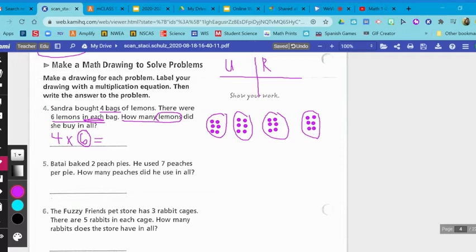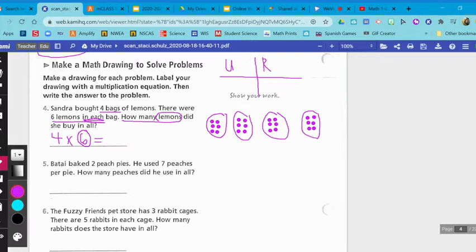Ready? Way number 1. We can count all of these dots. 1, 2, 3, 4, 5, 6, 7, 8, 9, 10, 11, 12. And you can do that until you've counted all of them up for your total. Very effective, but it's also pretty time consuming. So we're going to learn a little bit faster ways to solve these problems.